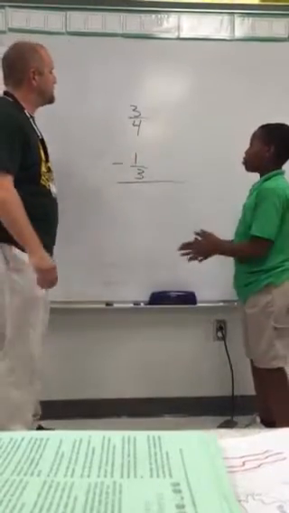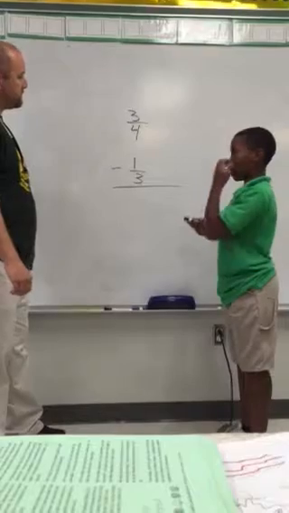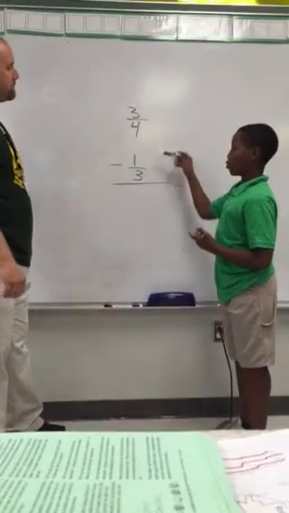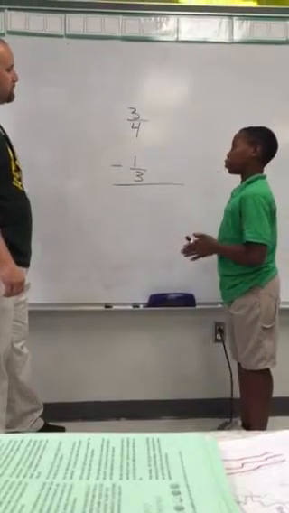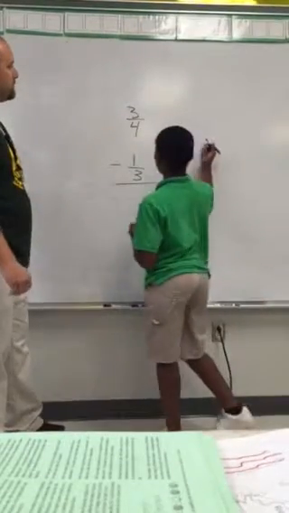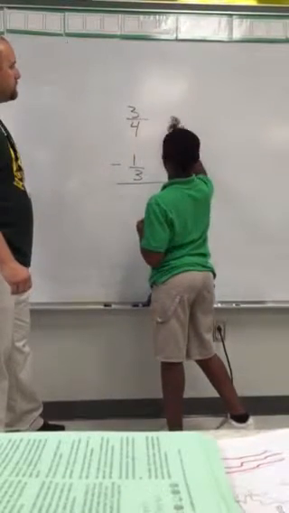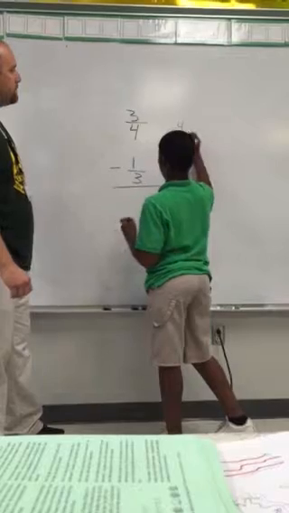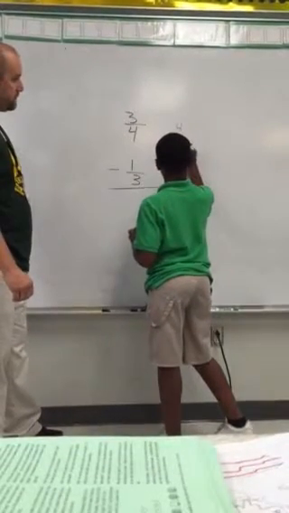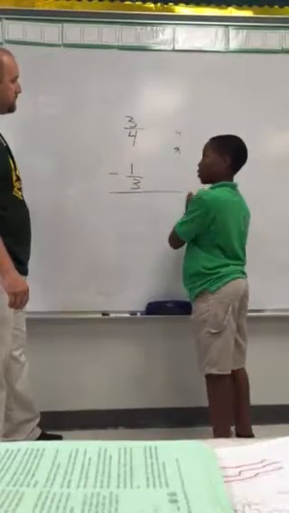Go ahead, Tyrese. Well, there are two different denominators, so you have to find the least common denominator of both denominators. And how would you do that? Well, in this case, 4 and 3. We'll use the multiples of both denominators. Say this denominator is 4, and this denominator is 3. So you would find the multiples of each one and find what they have in common.